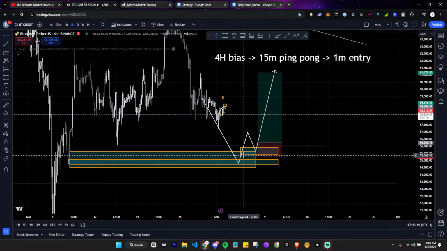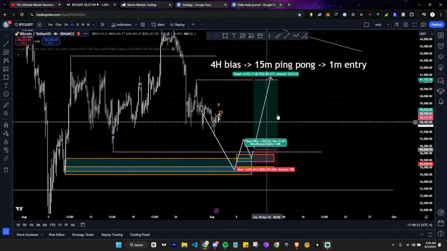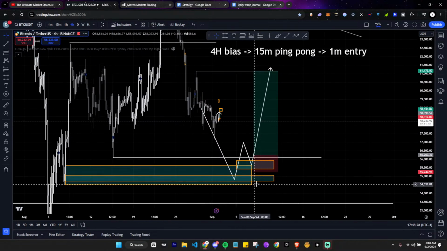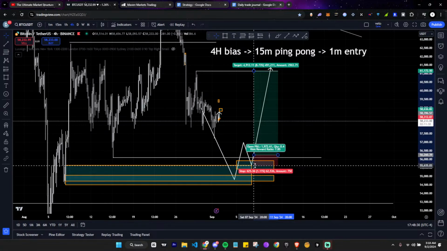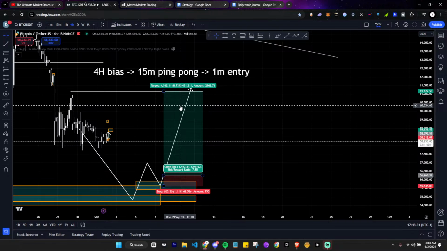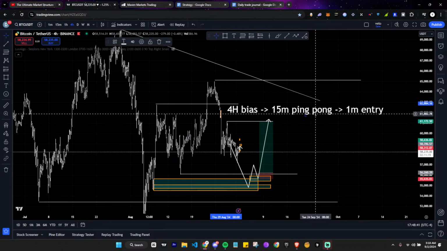So basically you play ping pong from the PD arrays on the 15-minute, and you see the reaction and then take your entry off the confirmation on the 1 minute. That's pretty much all you guys gotta do. Okay, so you can basically risk here and then take it all the way towards this drawn liquidity. Pretty simple. Because you know what's going on in the bigger picture, so obviously you know what's going to happen in the smaller picture, so you capitalize off the smaller picture.